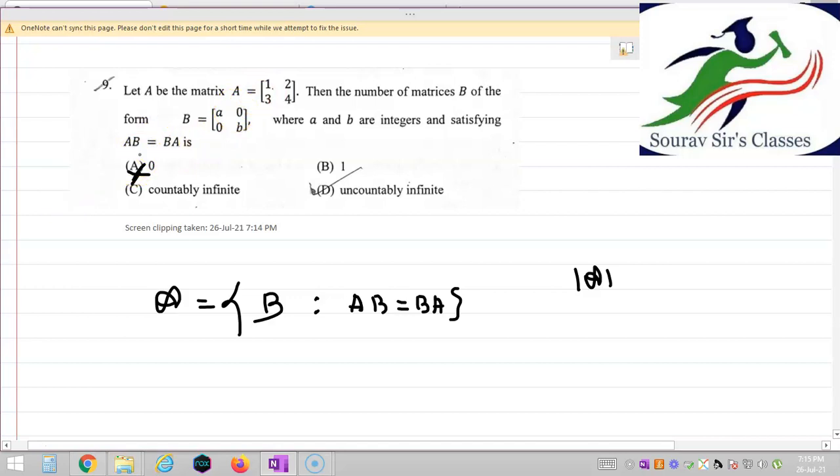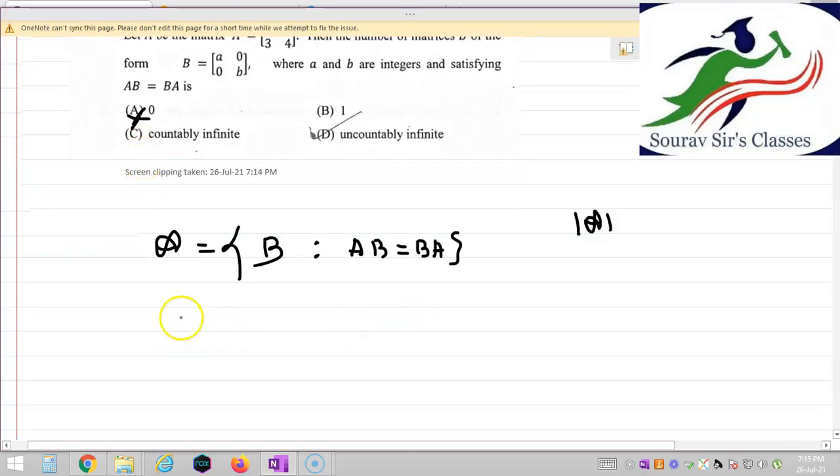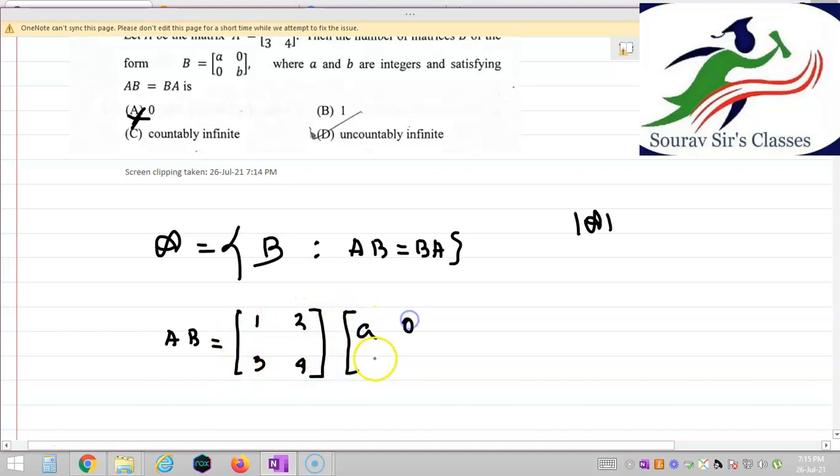So let's see. First of all, we are going to multiply the matrix A with B. So the matrix A is 1, 2, 3, 4, and the matrix B is the diagonal matrix a, 0, 0, b. If you multiply this matrix with this matrix, you need to multiply this row with this column, so you will get a. When you multiply this row with this column, you will get 2b. This row with this column, you will get 3a. This row with this column, you will get 4b. So this is our AB.